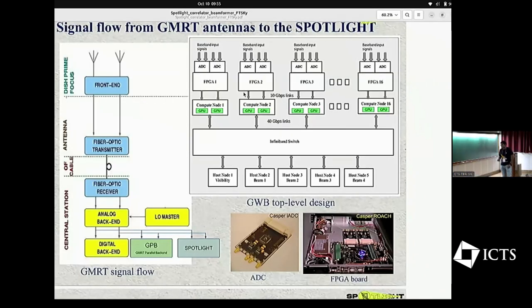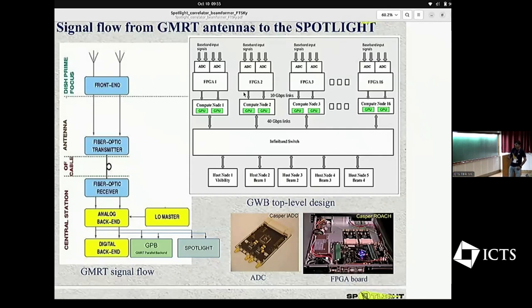So this is about how we get the signal from the GMRT antennas to Spotlight, because it has to run in commensal mode, catering to all the other observations happening at GMRT. On the left side, you can see the GMRT signal flow. I won't go deep into the signal flow, but I need you to concentrate on these yellow blocks and the bottom part, where in the analog backend we process the RF signals and get the baseband data, and send it to the digital backend, which is GWB. In parallel, we have Spotlight here and also the upcoming GMRT parallel backend.